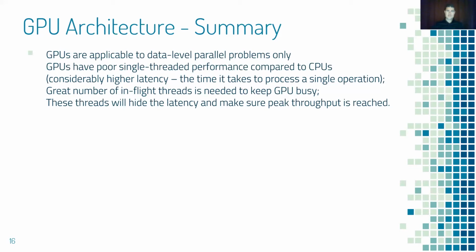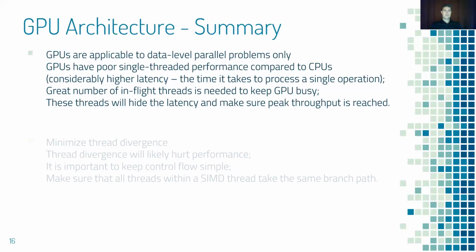But this is offset by having a huge number of in-flight threads on a GPU that is then used to keep the GPU busy. So it's running something all the time and many things run in parallel. Having so many threads alive helps hide the latency of a single thread, and it makes sure that the peak throughput is reached. And throughput is the number of operations or instructions executed in a unit of time, let's say a second.